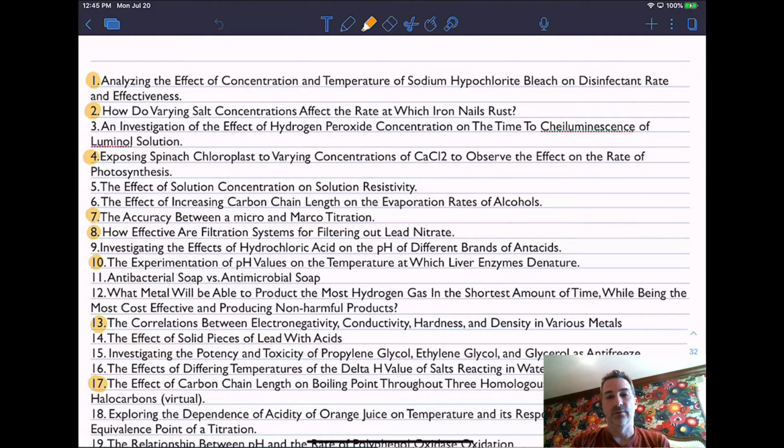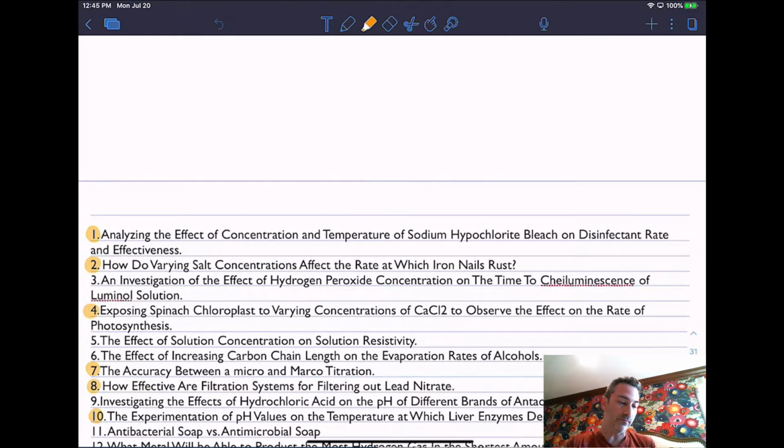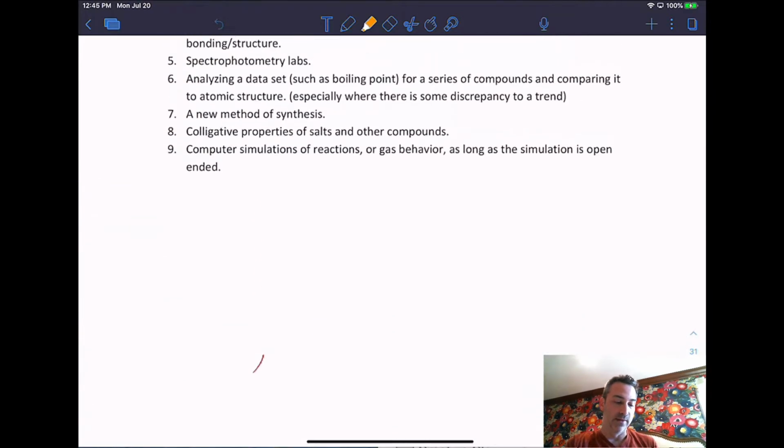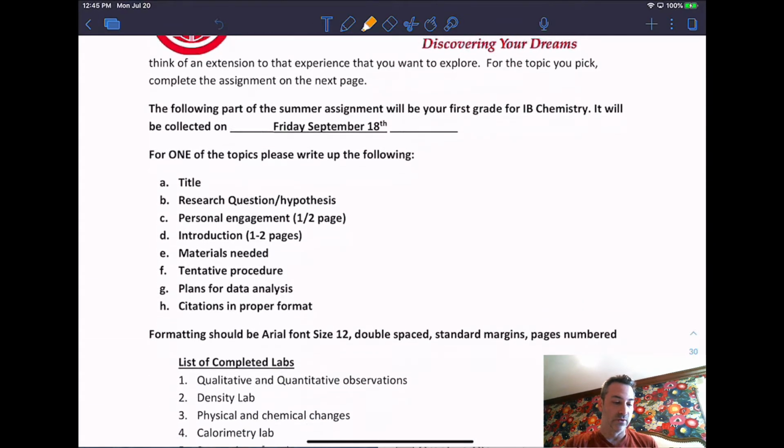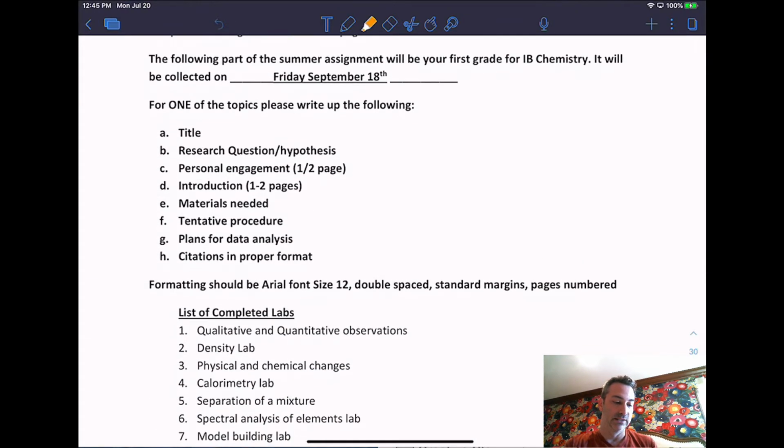Now the third thing we're going to do is talk about specific IAs that I've received, which ones I thought went really well and why, and for the ones that didn't go well, what the issues were. Before we do that, your job for this summer is to come up with the following summer project. Again, this isn't due the day you get back, it's due on Friday, September 18th.